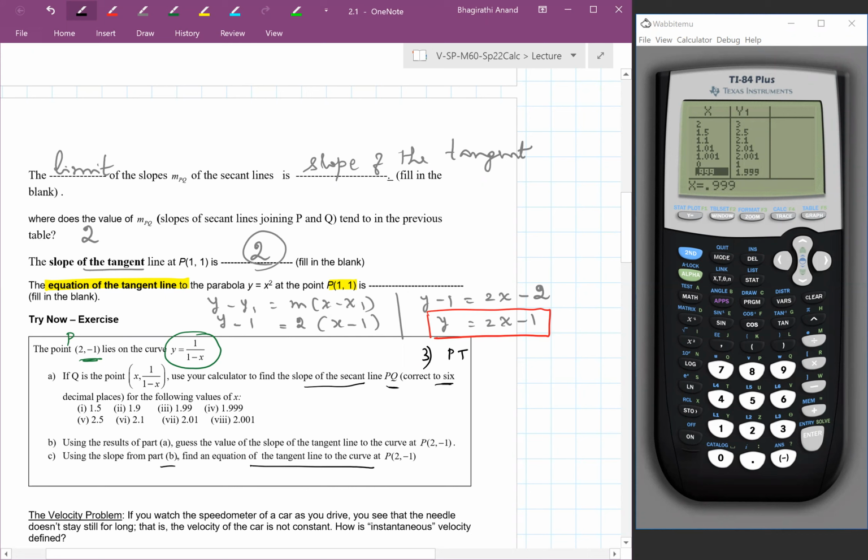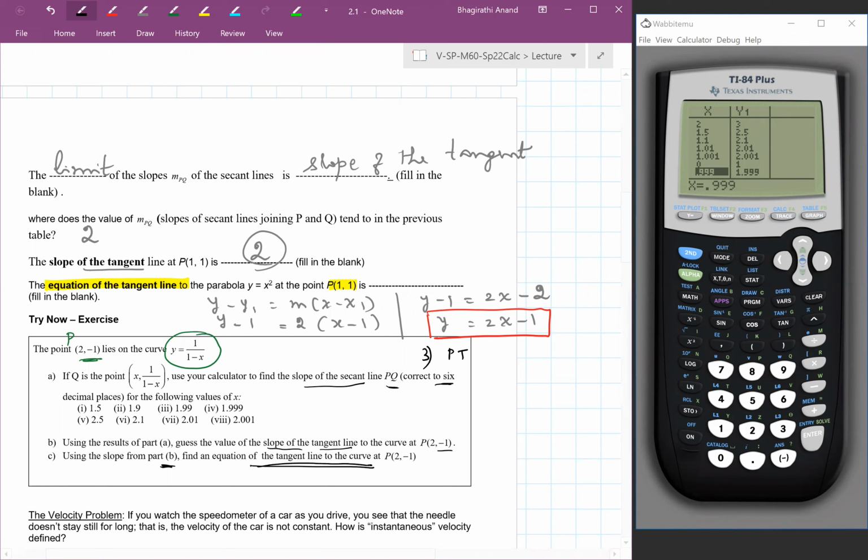B, use the results of part A to guess the value of the slope of the tangent line to the curve at P(2, -1). C, using the slope from part B, find the equation of the tangent line to the curve at P(2, -1).